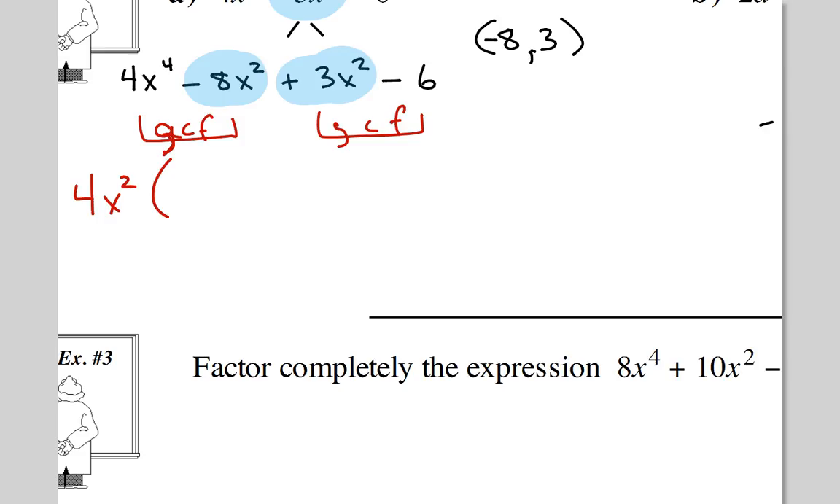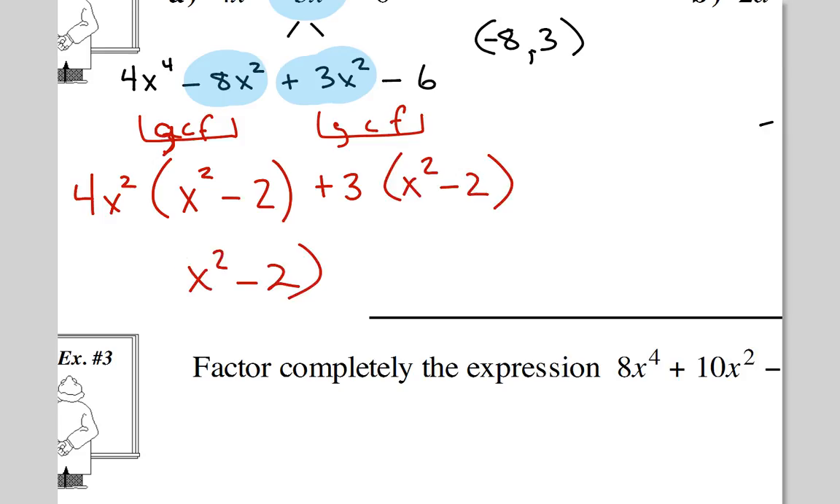Take out a 4x squared, you get x squared minus 2. Take out a positive 3 and you get, now the x squared minus 2 is in common. And then 4x squared plus 3 is the leftover. So that one's actually almost identical, just with higher powers. Do you agree? And no substitution on that one.